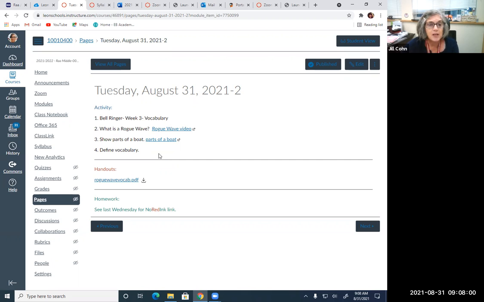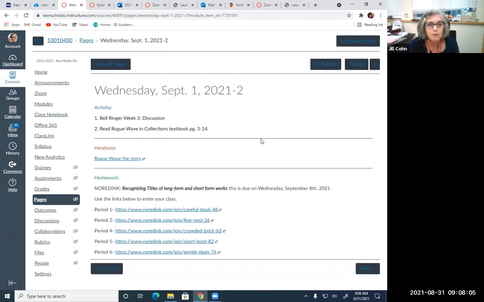Another thing is that on Wednesdays, for example, on September 1st, I give homework, and that homework is due on the following Wednesday. So the links are always located on Wednesday to go to No Red Ink to do the assignment, and I'll pick up the grade in No Red Ink. So that is the best way that students can get the work that they are required to do in my class.